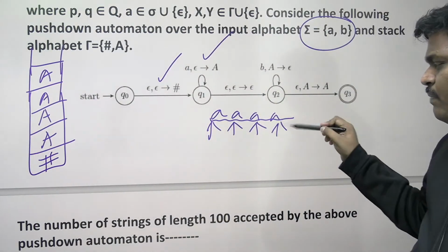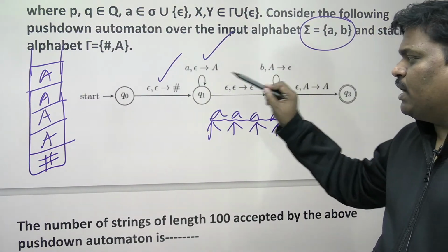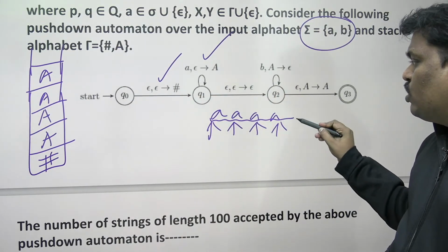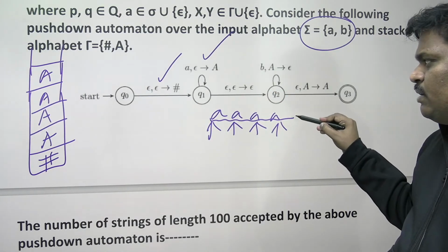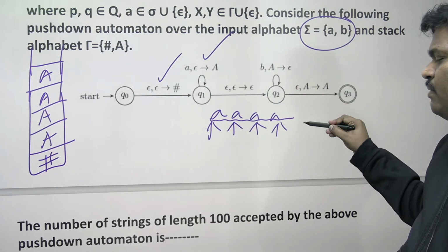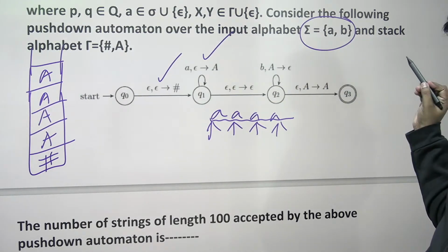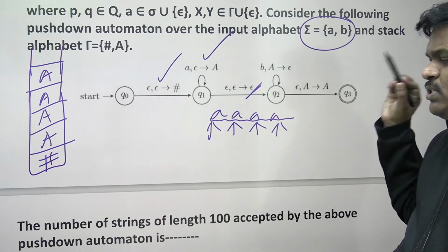Now, after completion of this one, see this one. Epsilon, comma, epsilon, comma, epsilon. It is almost like the first transition. What is the meaning? Without seeing any input string, without seeing the top of the stack, don't do anything. Don't read the input string. Don't see the top of the stack also. Don't do anything.